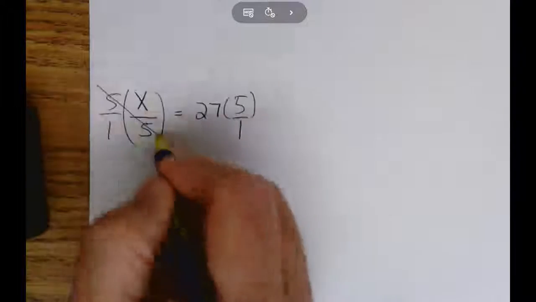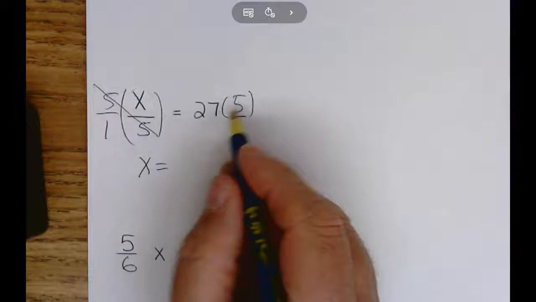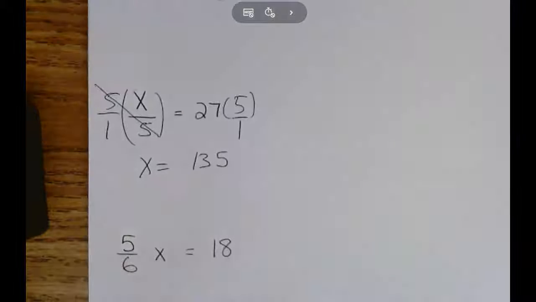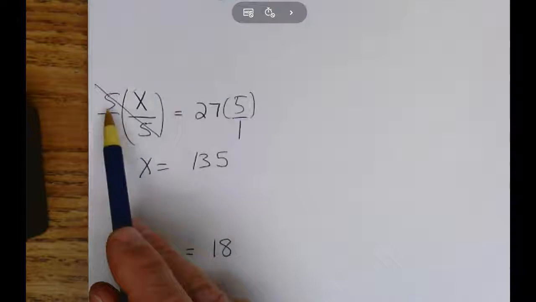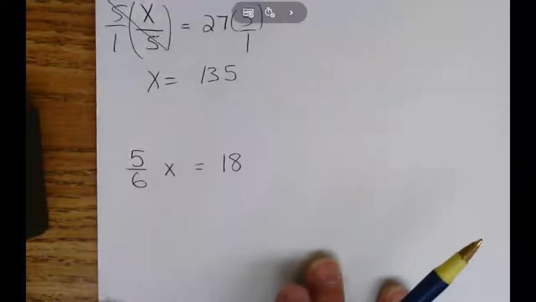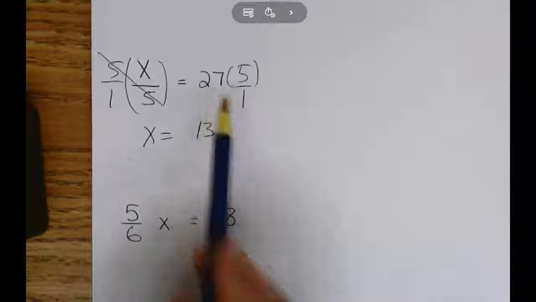Okay. This cancels, right? This becomes x, and then this becomes 27 times 5, that's 135. So x equals 135. Again, we're multiplying to undo the division, and we're doing it on both sides. Our last one. And again, this would be the multiplication property of equality.